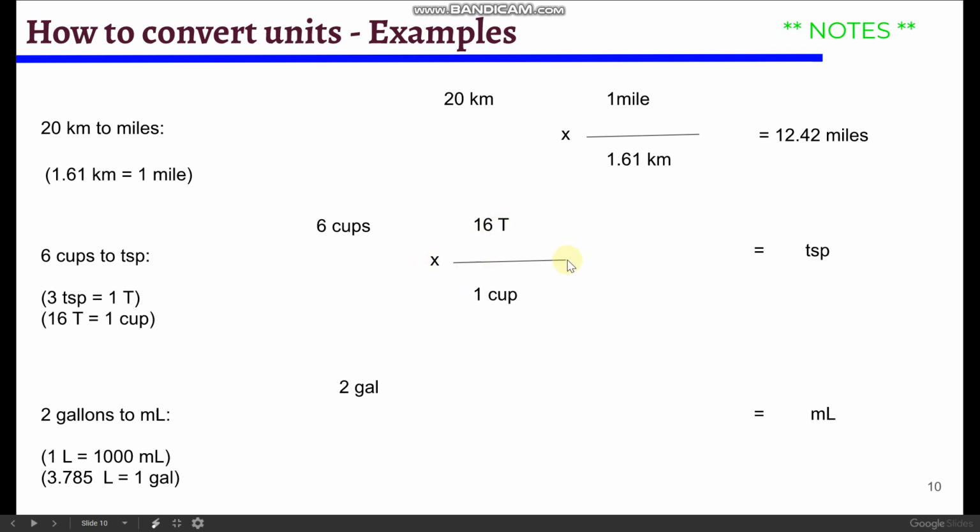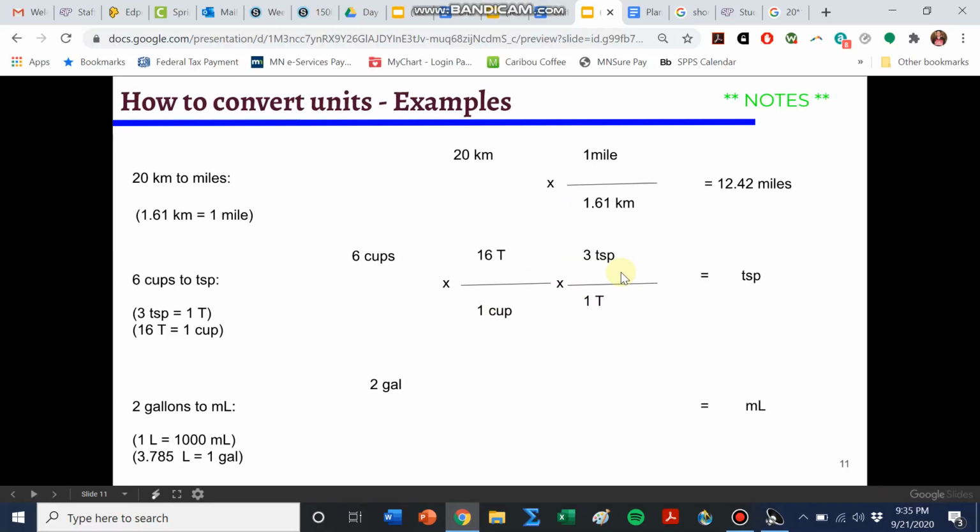Okay, and so now at this point we're at tablespoons, but remember we want to end up at teaspoons. So now we're going to go from tablespoons to teaspoons. So we're going to put 3 teaspoons on top, 1 tablespoon on bottom. Now our tablespoons will cancel out, and we'll be left with teaspoons. So how do we calculate this? Well, we're going to do 6 times 16 times 3, and then divided by 1 and divided by 1. So let's go ahead and type that in.